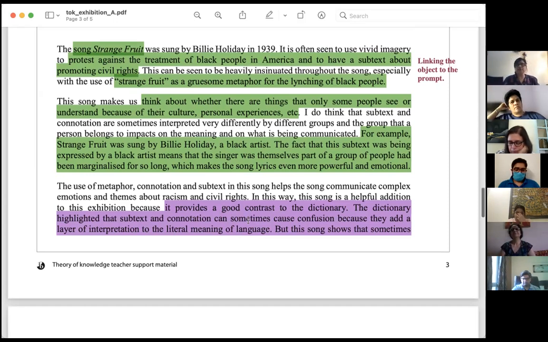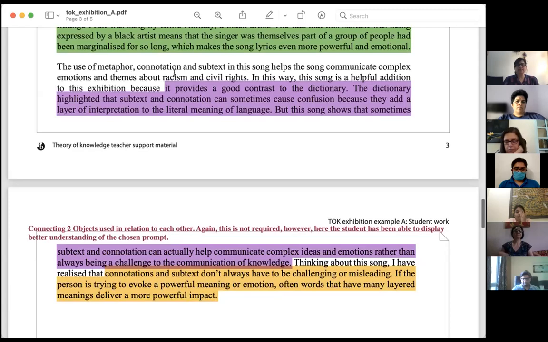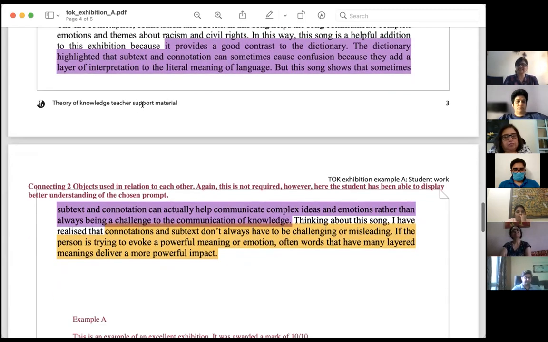So now comes, if you've seen, I put it in purple here, the use of metaphors. In this way, this song is a helpful addition to this exhibition because it provides a good contrast to the dictionary. The dictionary highlighted that subtext and connotations can sometimes cause confusion because they add a layer of interpretation to the literal meaning of language. But this song shows that sometimes subtext and connotation can actually help communicate complex ideas and emotions, because these are social issues and these are deep emotions which are intangible, rather than being a challenge to the communication of knowledge.